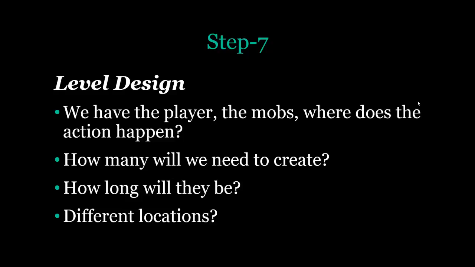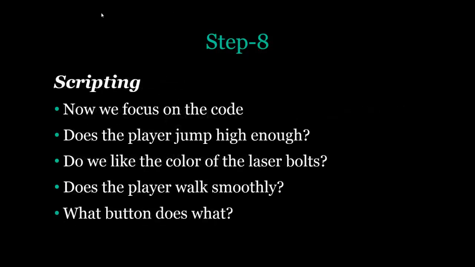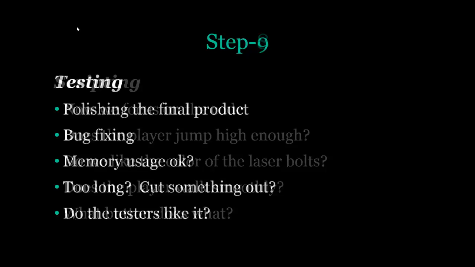We start with an empty room, we start with a bunch of squares, and then we work on what's fun. We work on the emotional response, the fun part. After the fun part, then we do the assets, then we do the levels. And then finally, we do 8, where we kind of focus on the code. Is the player jumping high enough? Do we like the color of the laser bolts? Does the player walk smoothly? What button does what?